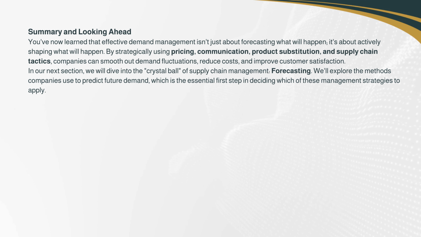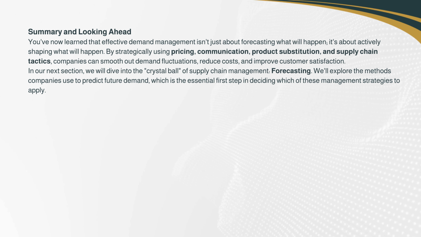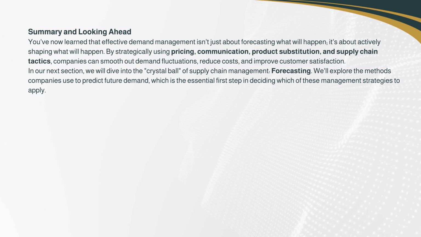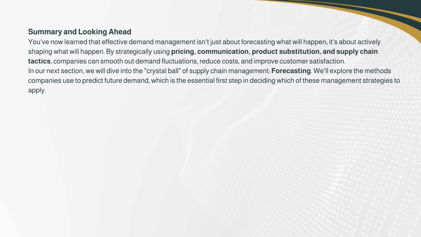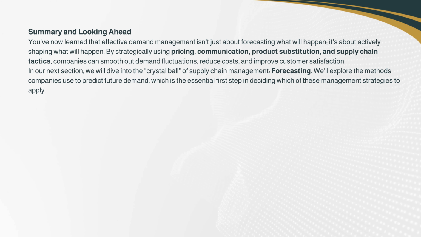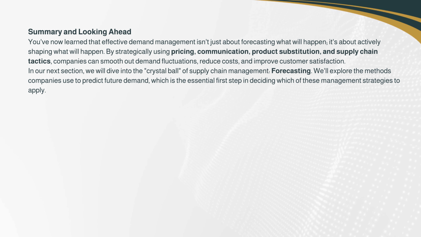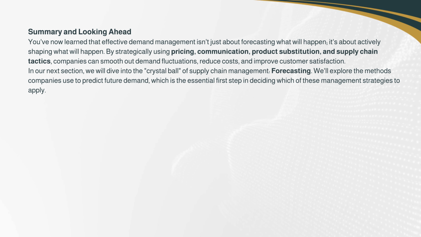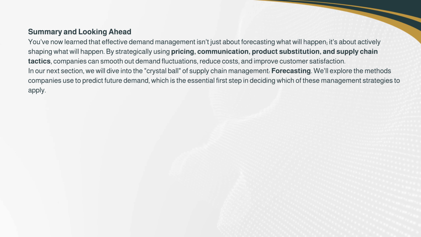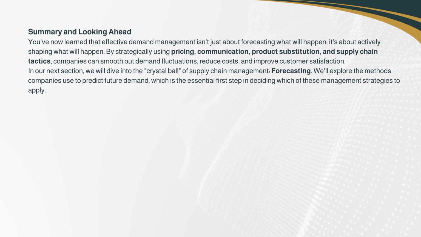Summary and looking ahead. You've now learned that effective demand management isn't just about forecasting what will happen, it's about actively shaping what will happen. By strategically using pricing, communication, product substitution, and supply chain tactics, companies can smooth out demand fluctuations, reduce costs, and improve customer satisfaction. In our next section, we will dive into the crystal ball of supply chain management, forecasting. We'll explore the methods companies use to predict future demand, which is the essential first step in deciding which of these management strategies to apply.